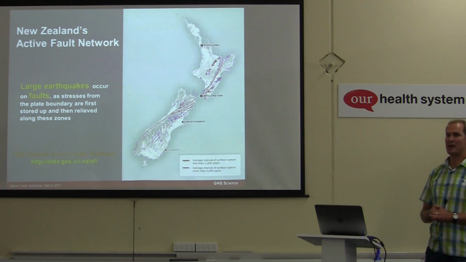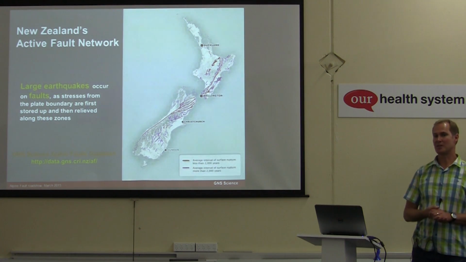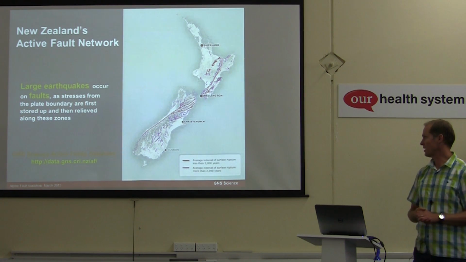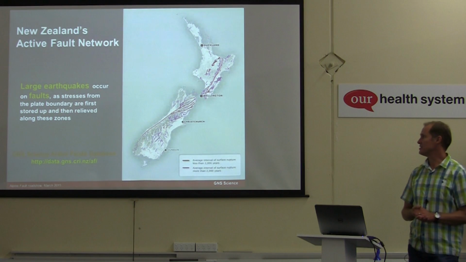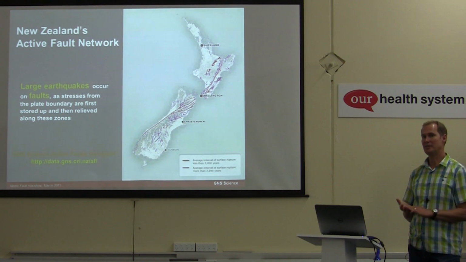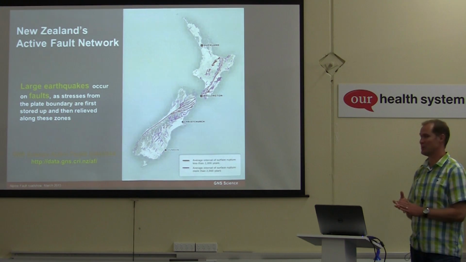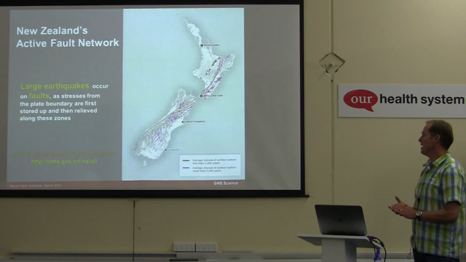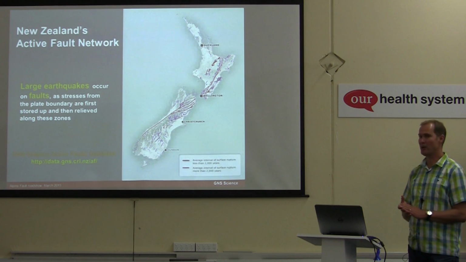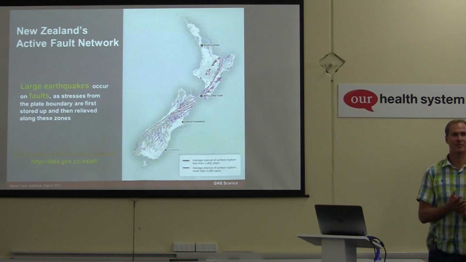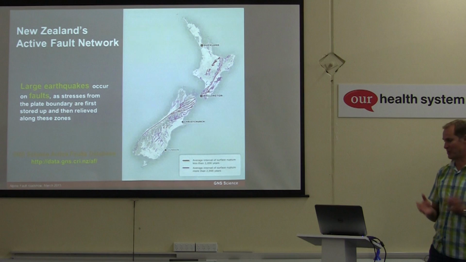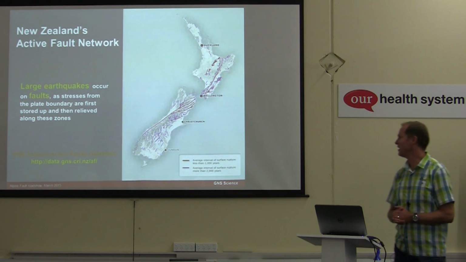So just to back right up, we know now that large earthquakes occur on faults in the Earth's crust. These large earthquakes occur following a build-up period of stress across each fault, which we call the seismic cycle, followed by relief of the stress across the fault in a large earthquake. And you've experienced that here, so I don't need to tell you that.